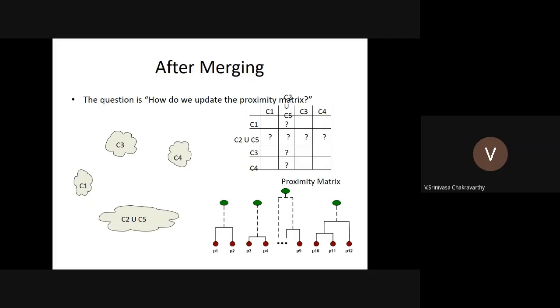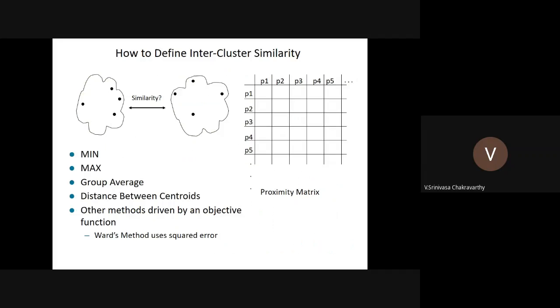But the problem is, how do you compute the distance between 2 clusters? Here there are many ways of giving a distance measure between 2 clusters. So intuitively, how do you formalize the notion of closeness or distance between 2 clusters? Here are several options: min, max, group average, distance between the centroids, and so on. And then there's a method called Ward's method, which is based on an objective function. So let us look at them one by one.